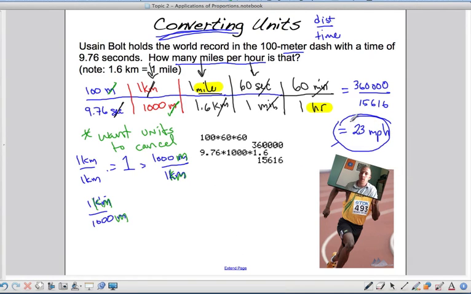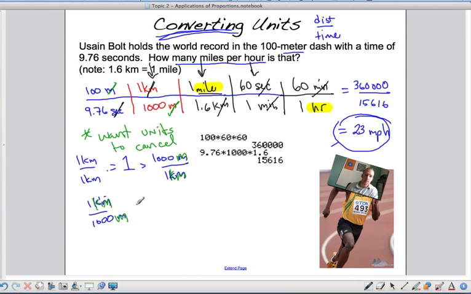All right, so with unit conversion, set it up the way you want, distance over time. And then each one of these multipliers has to be equivalent. So like 60 minutes is equivalent to 1 hour. And you keep doing that until the units cancel and you end up with miles per hour like we were looking for.